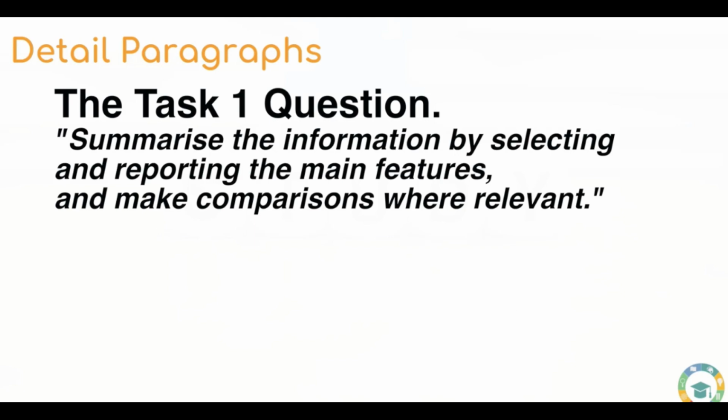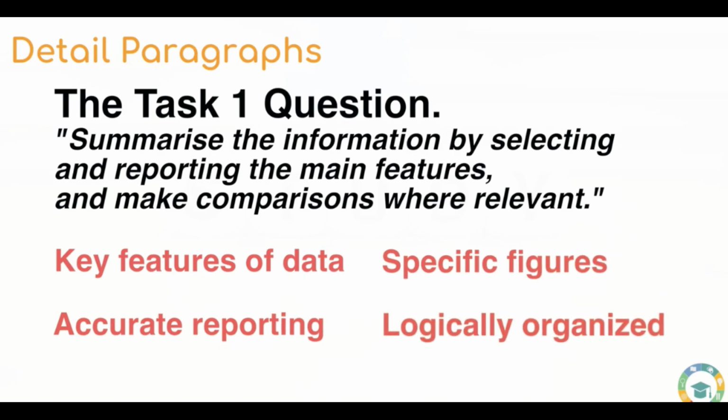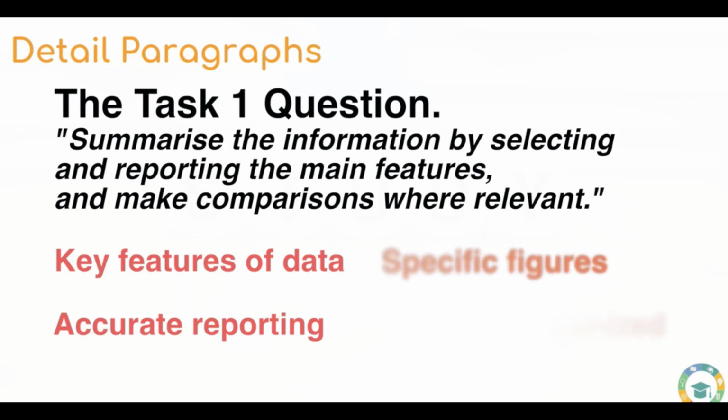But what do we need to include? In the detailed paragraph, you have to report the key features of the data shown to you, and this must be done accurately or you risk losing marks. It's worthwhile in the body paragraph to give specific figures and to reference the visual information shown. You also need to logically organize your writing, and that's where splitting the data into 2 groups is very useful.